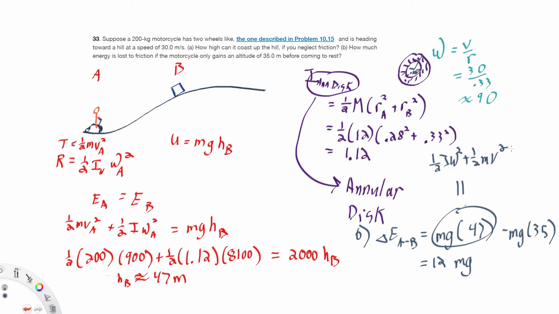Does that answer your question, Jasmine? What about mg times 35? Is that one, technically? Oh, that's mgh_b. Never mind. Right. Yeah. So the one that I've circled is mgh of what we should have gotten minus mgh of what we actually got. Okay. Thank you. Yep. The 900 is 30 squared, and the 8100 is 90 squared.